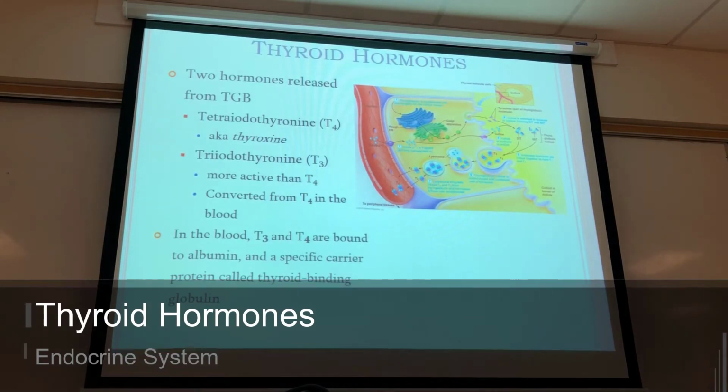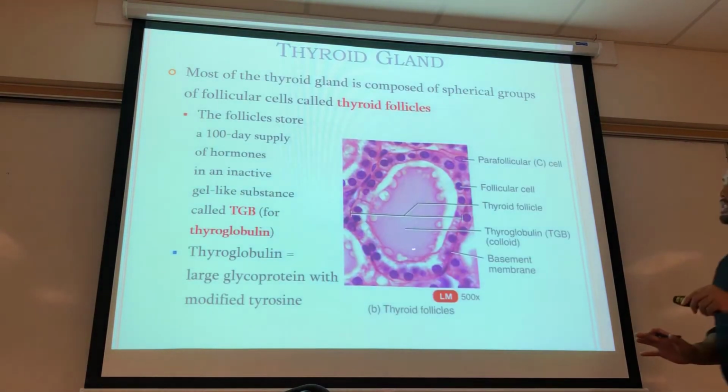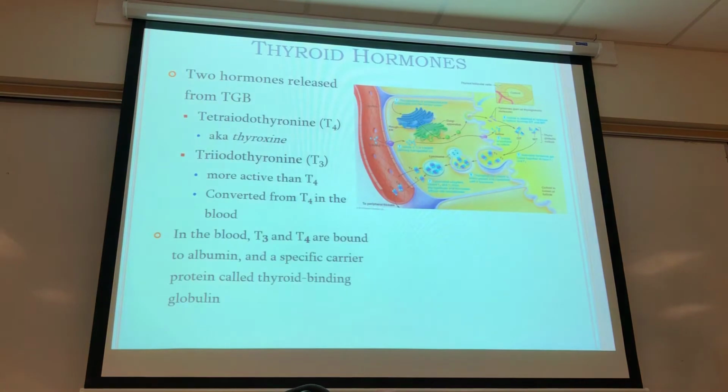So the hormones that are released from our thyroglobulin, again, that pool right in the very center, is going to produce T4. That's the main hormone that's produced out of TGB. And again, if you look at the structure of T4, there are 4 iodine molecules on the thyronine. The other name for T4 is thyroxine.